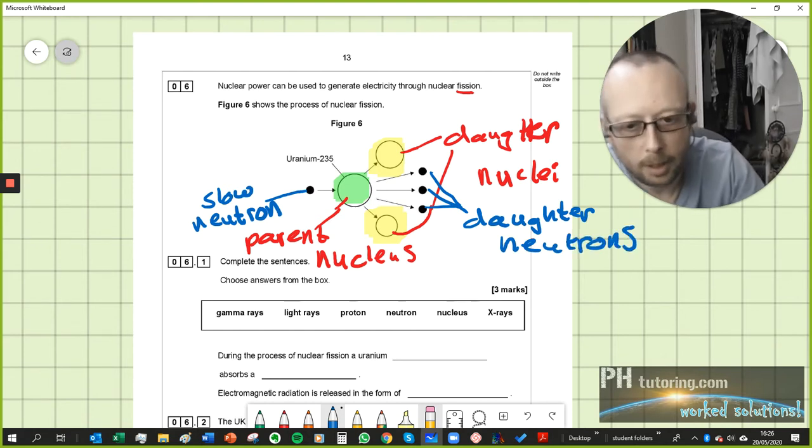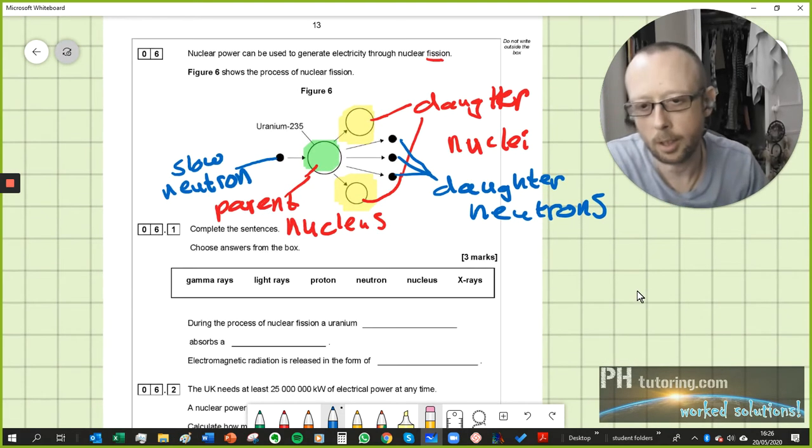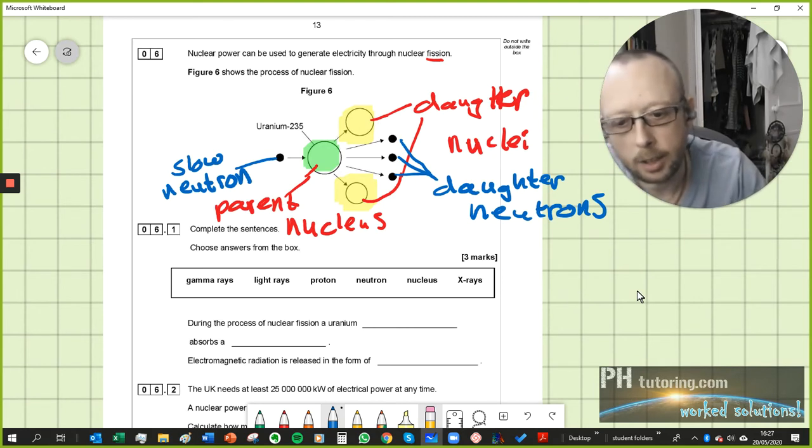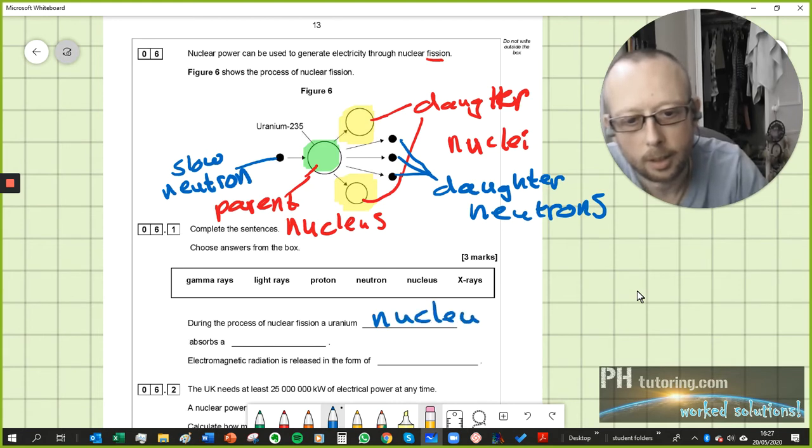So I imagine I might have answered some of these questions now. Let's have a look. During the process of nuclear fission, a uranium nucleus absorbs a neutron.